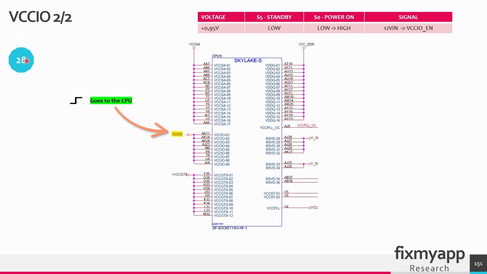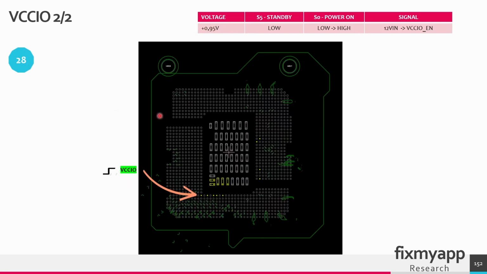In power sequence 28, the VCCIO voltage has to be created. In the standby state, it's 0 volts, and in the power on state, this voltage goes from 0 volts up to 0.95 volt. And the 12 volt also creates the enable signal for the buck controller to create this voltage that will go to the CPU. These are the CPU pins on the main board, and all the pins marked in yellow are the VCCIO voltage rails.